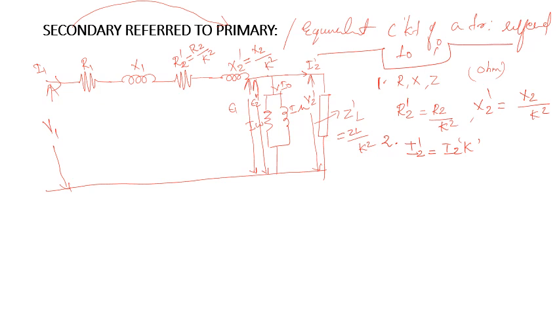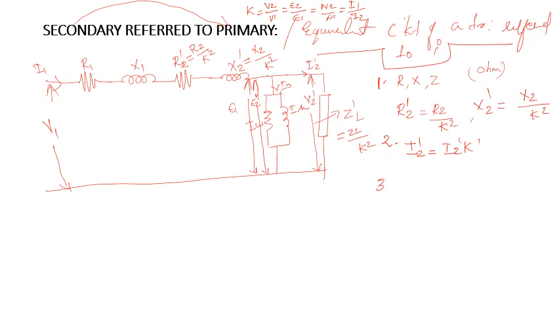Okay, already we have discussed the transformation ratio in detail in my previous video. K is equal to V2 by V1 or E2 by E1 or N2 by N1 or I1 by I2. This is the expression for transformation ratio K. So we have transformed the secondary current I2 to I2 dash.